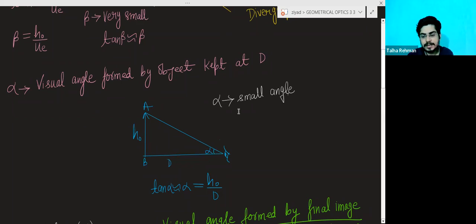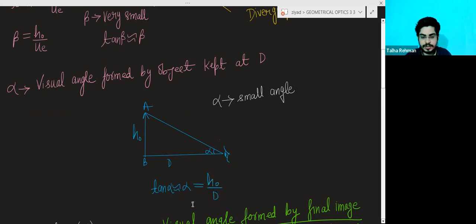This alpha angle is also a small angle. So this is your eye, and this object is making an angle alpha, which is kept at a distance of D. So you can write tan alpha approximately equal to alpha. And what is the value of tan alpha? H O by D. So H O by D you will get.